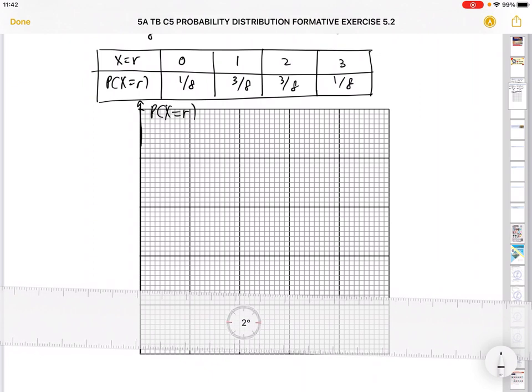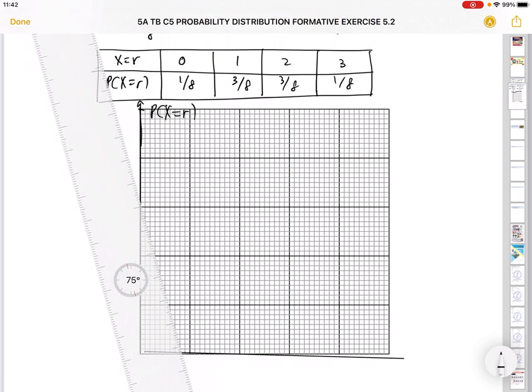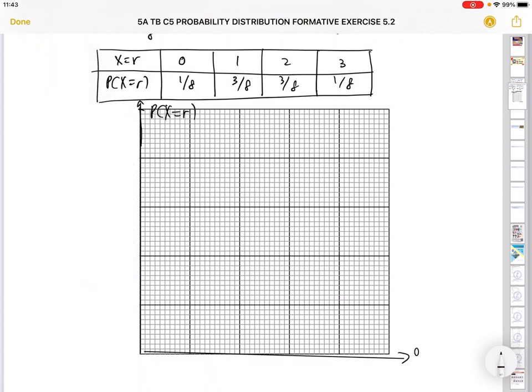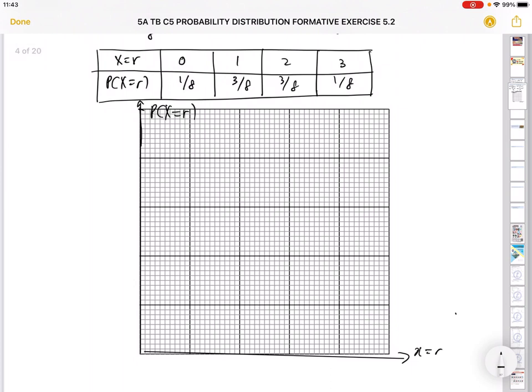Okay, let me just draw this first. So it looks like this. I can see that my line's a bit out, but I think it's okay, right? This is x equals to r. Now we can write big X, actually, it doesn't matter. So this is 0, 1, 2, 3. Maximum is 3, minimum is 0. For probability, you only have two values to take, 1 over 8 and 3 over 8. But I'll just include 2 over 8 here, right?